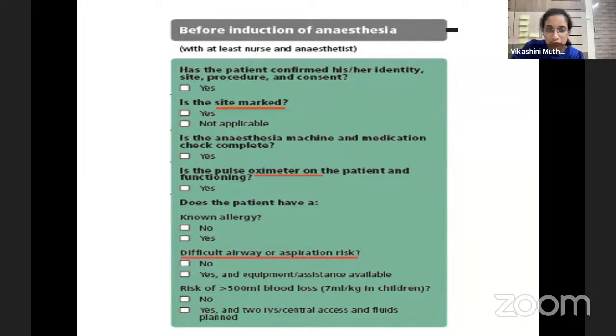And next is regarding the risk of difficult airway, regarding the risk of blood loss. So all these are present. Do you see anywhere it's asking for oxygen saturation? So what you understand out of this is something different from what is actually given in it. So facts are facts. Facts cannot be altered.